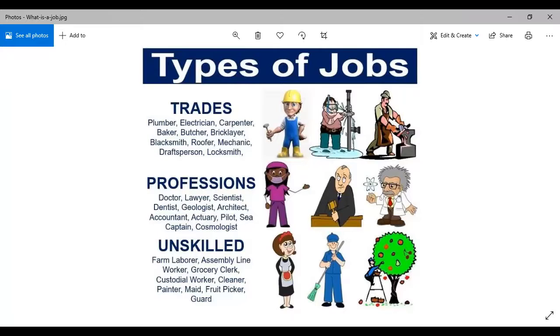Then we have different professions. Professions are for people who are professionals, who go to some places, or there are special offices meant for them. Let's say a doctor sits in his clinic, a lawyer sits in his office, a scientist works in his lab, dentists work in a dentistry, and geologists work in their office. So these are all different types of professions which you adopt for the whole of your life. Architect, accountant, actuary, pilot, sea captain, cosmologist. All of these are different types of professions, right?